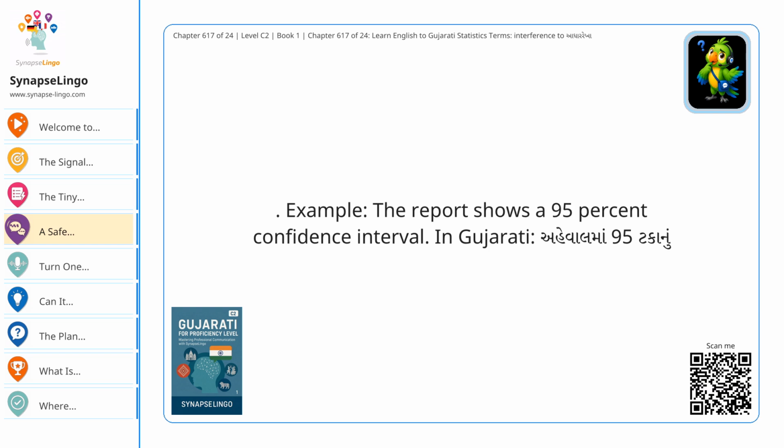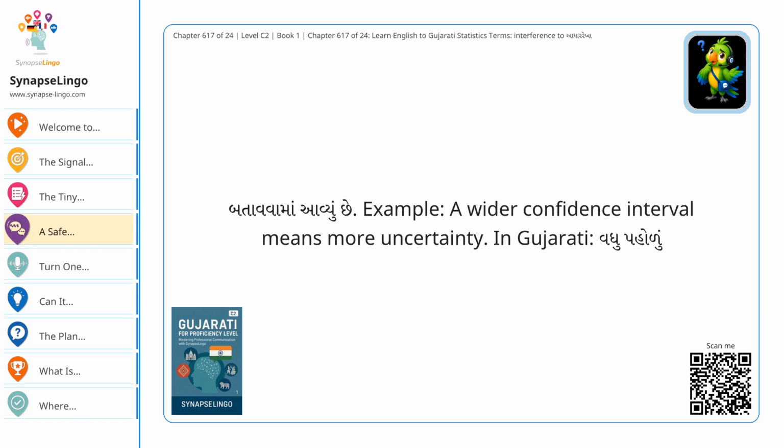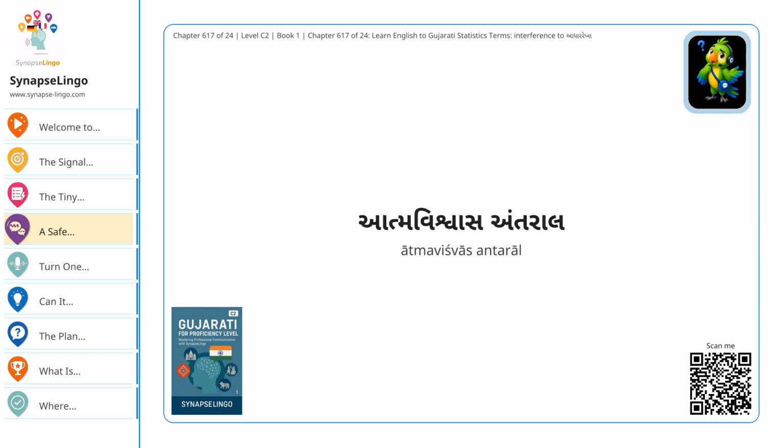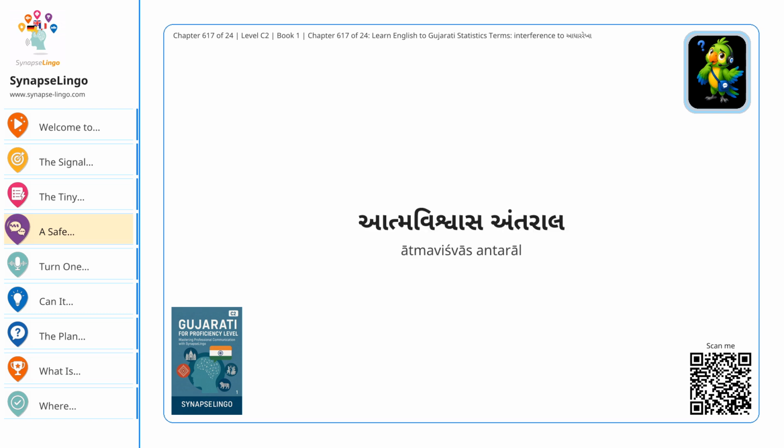Example. The report shows a 95% confidence interval. In Gujarati, ahevalmam 95 takanu આત્મવિશ્વાસ અંતરાલ. darshavvama avyu che. Example. A wider confidence interval means more uncertainty. In Gujarati, vadhu pahoLu આત્મવિશ્વાસ અંતરાલ. vadhu anishchitata darshave che. So if one number feels lonely, give it company. That company is આત્મવિશ્વાસ અંતરાલ.